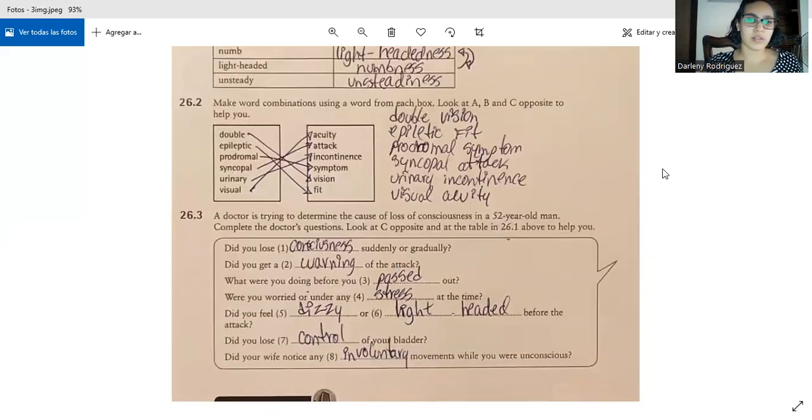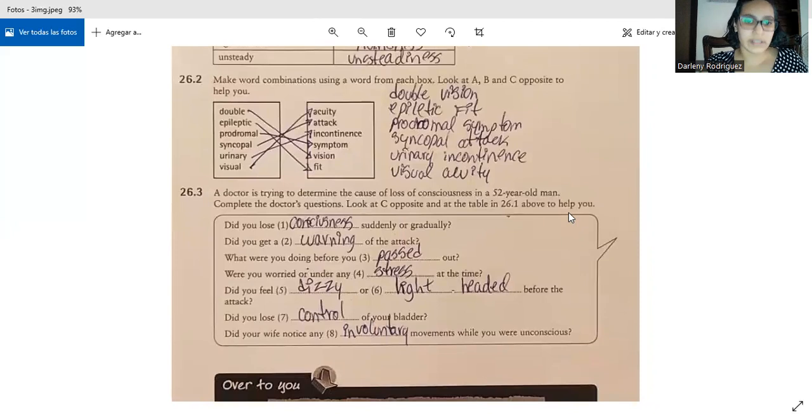Make word combinations using a word from each box. Double vision, epileptic fit, prodromal symptom, syncopal attack, urinary incontinence, visual acuity.